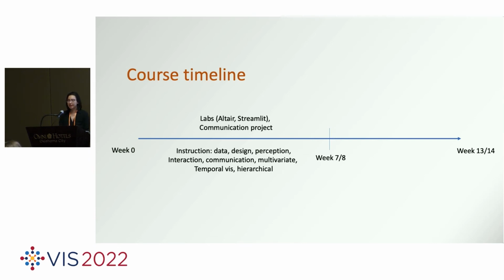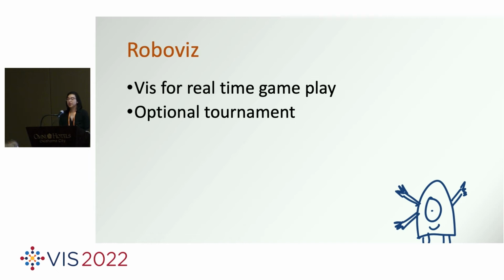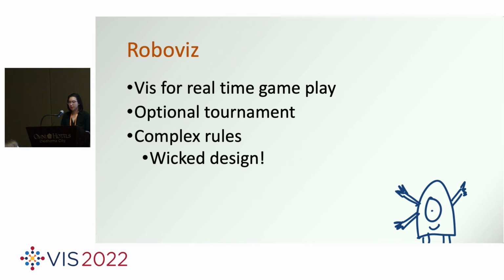Students spend the first 7 to 8 weeks of class learning theories of visualization, seeing examples, and learning how to implement them. After this, we challenge them to build a visualization system for real-time gameplay. While students don't actually have to compete, we offer a tournament at the end of the semester for students to test their creations. By design, RoboVis has a somewhat complex set of rules and data elements. These force teams to trade off different strategies and make hard decisions about which visualizations they actually want to implement. Teams of 3 to 5, which is our usual team size, can't really build a solution that does everything.